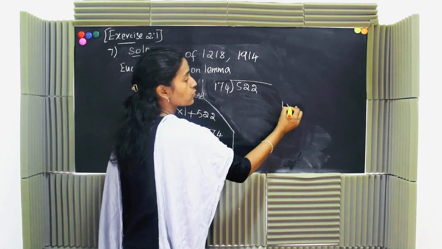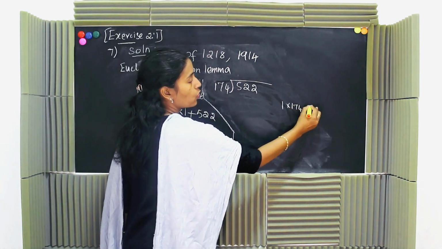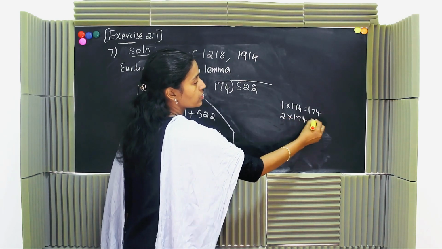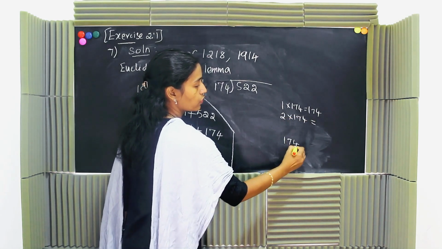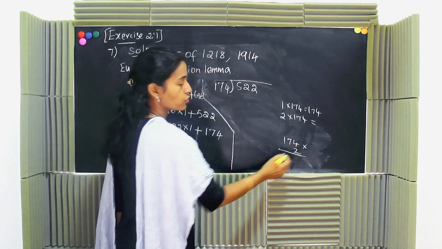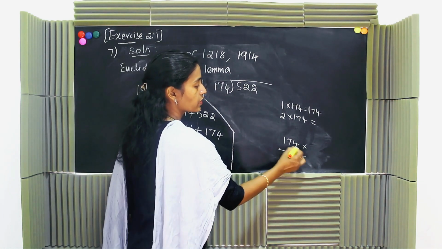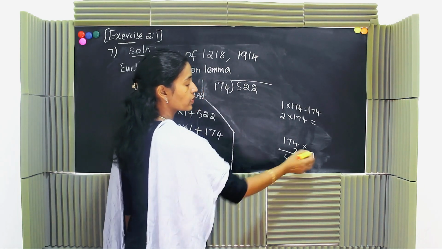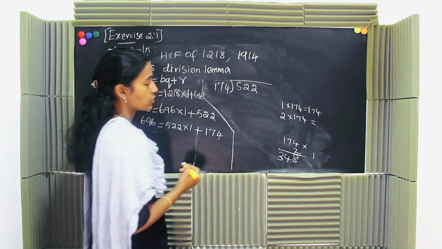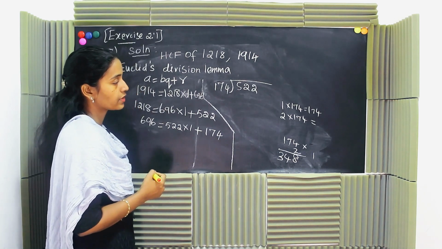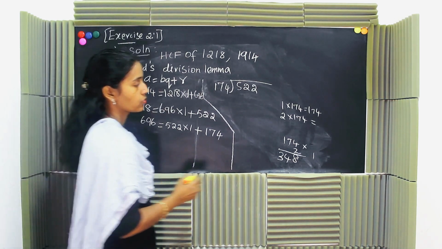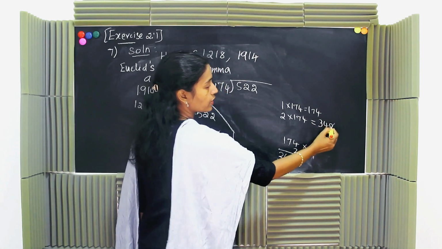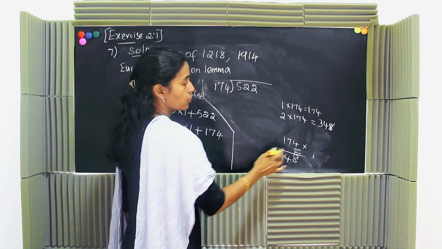So 1 into 174 becomes 174. 2 into 174 becomes 174 into 2. 4 into 2, 8. 7 into 2, 14. 1 into 2, 2. 2 plus 1, 3. So I can try 3 also. This is 348.